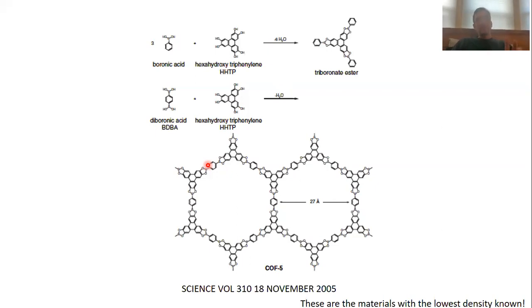However, meanwhile, other covalent organic frameworks are available, which are not based on boronic acid chemistry and which are significantly more stable, and we will discuss these in a moment.